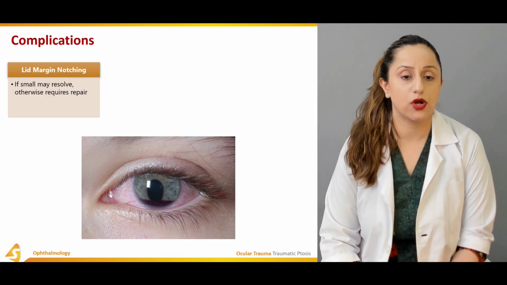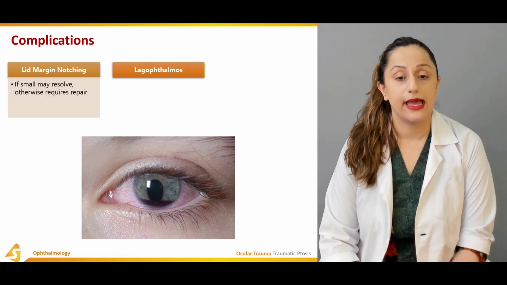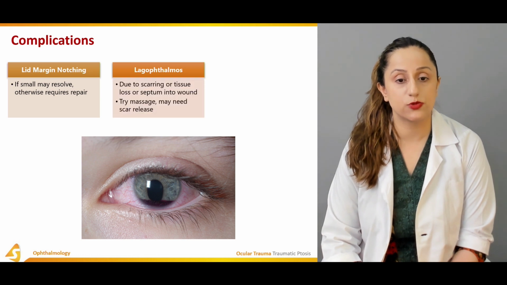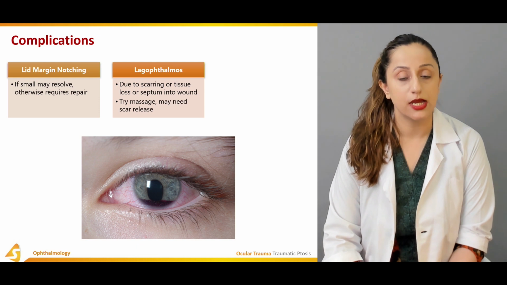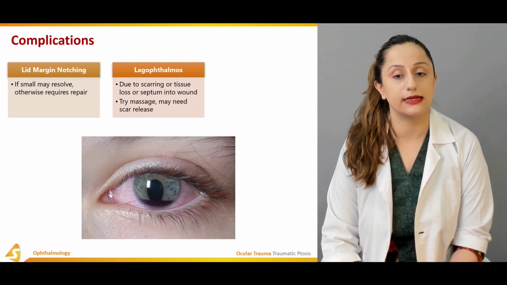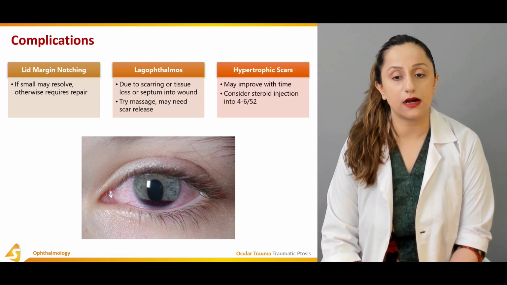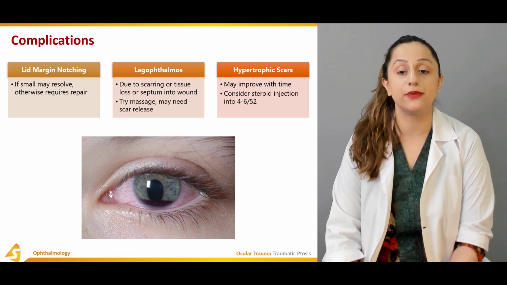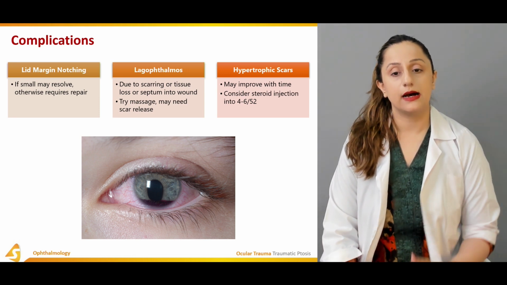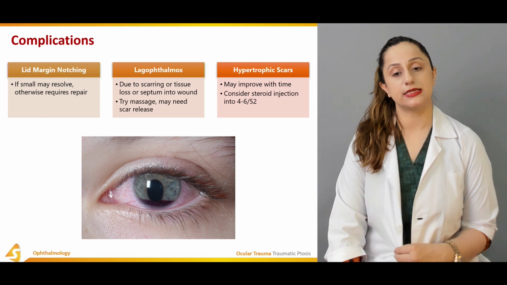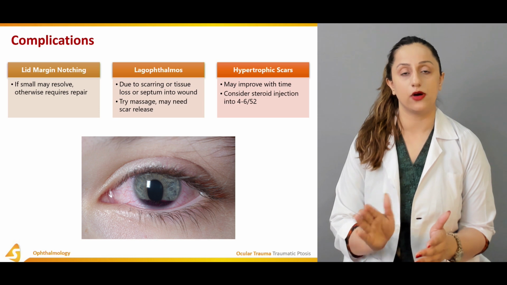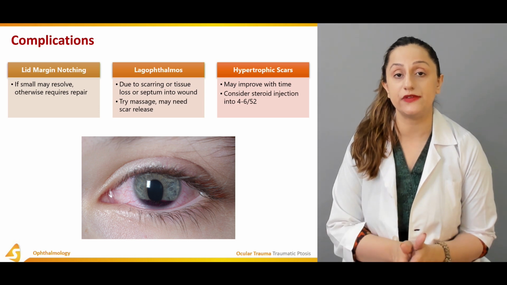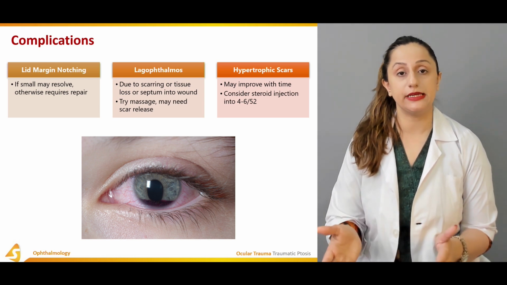The complications that we usually encounter are lid margin notching. If small, it may resolve, otherwise it requires a repair. Then we have lagophthalmos, which is due to scarring, tissue loss, or septum in the wound. Try to massage, and you may need a scar release. Hypertrophic scars are sometimes noted and they may improve with time. Consider steroid injections of 4 to 6 of 52. So these are some of the complications that you would observe even post-operatively in a lot of cases.